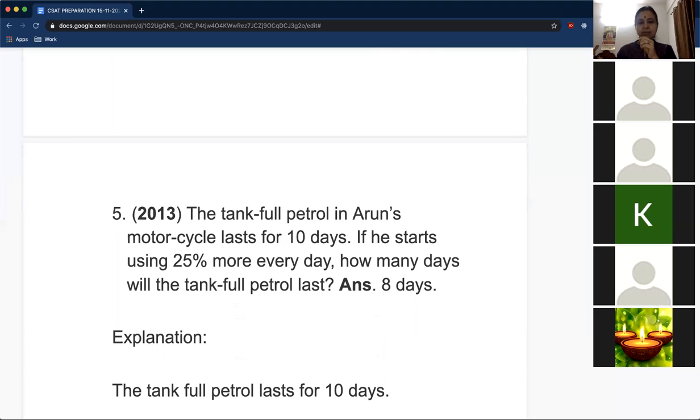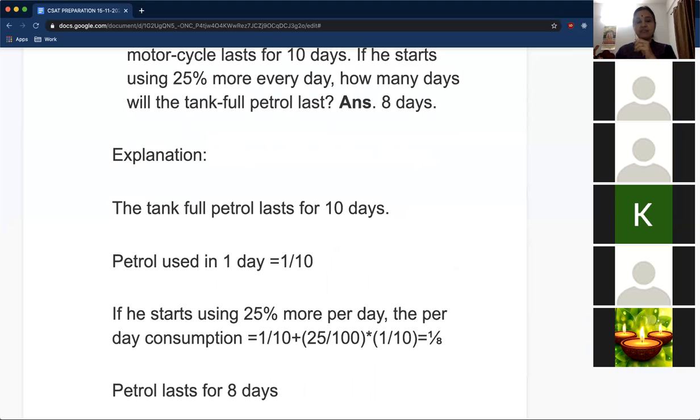1 by 10th of the total, right? So 25% more than 1 by 10 means you have to add it to this 1 by 10, right? Yes, ma'am. So 1 by 10 plus this part of it, please try to understand. 1 by 10 is the original that he is already using, plus 25%.